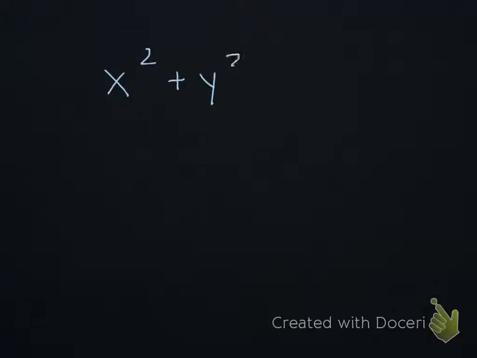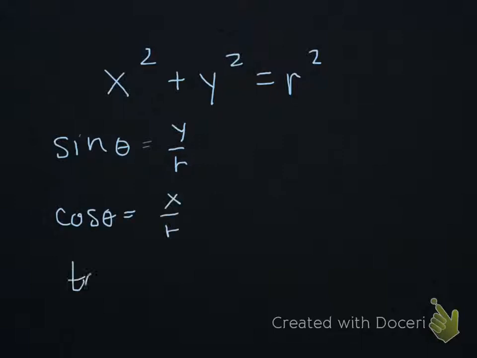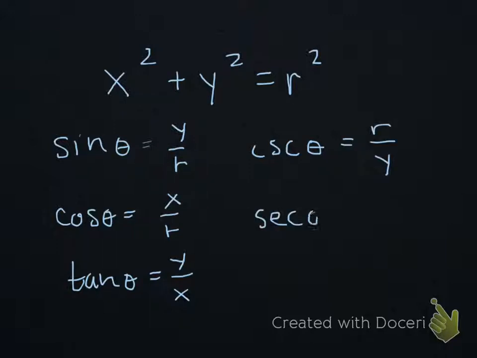So x squared plus y squared equals r squared is a formula that we're going to be using very frequently, and again this is another thing that needs to be memorized to find the radius if you're given any x and y coordinate pair. And just a quick refresher, sine is y over r, cosine is x over r, tangent is y over x, and then the rest are the reciprocals. So cosecant is r over y, secant is r over x, and cotangent is x over y.